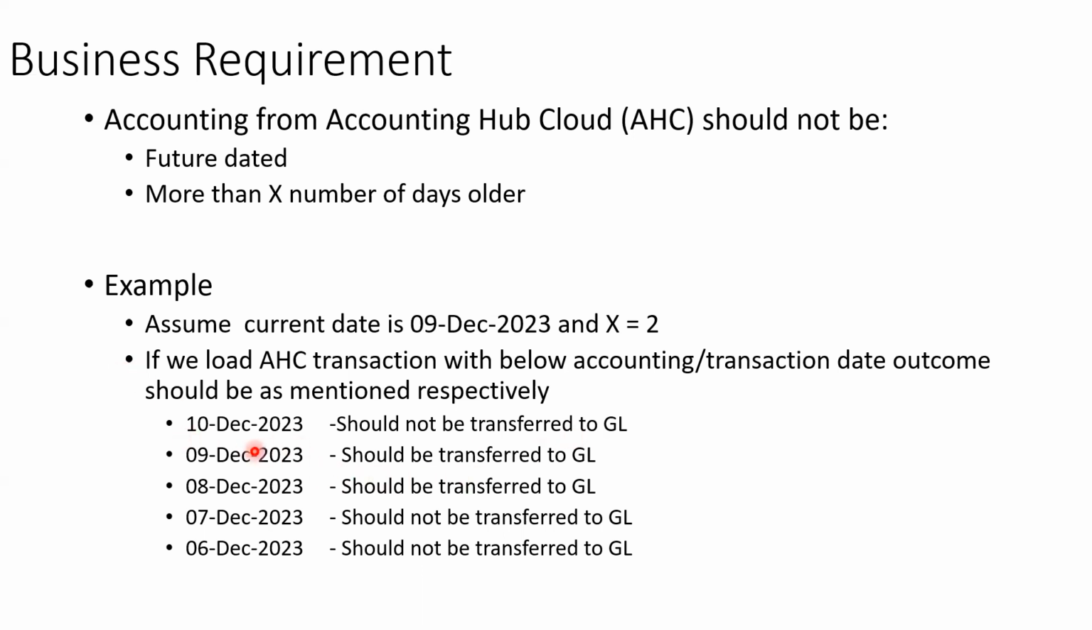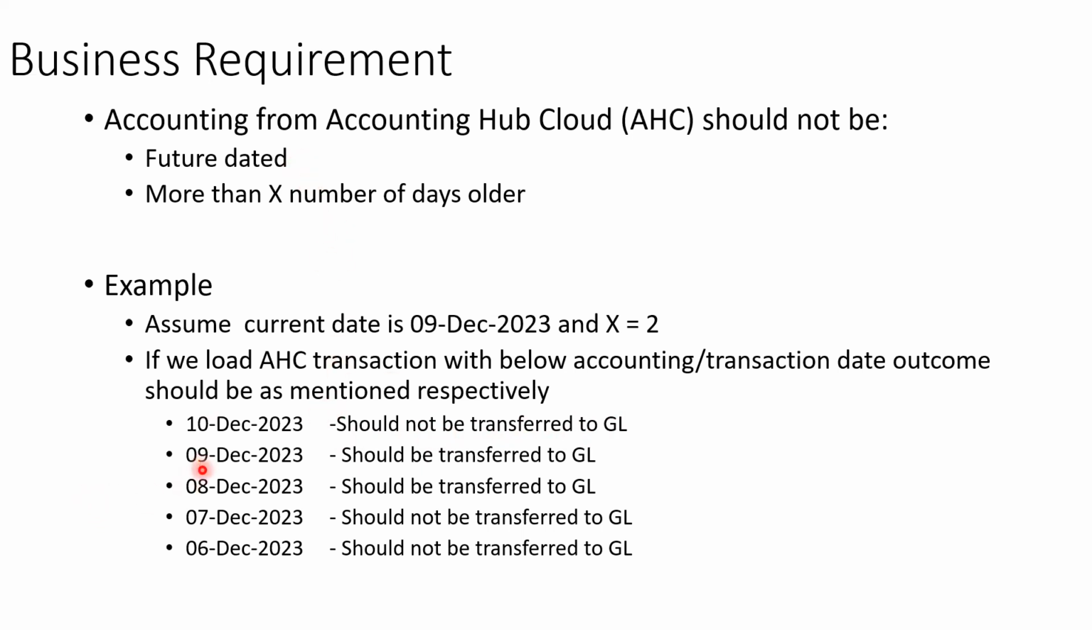Let me explain this. Assume on 9th of December we are running create accounting for a transaction where the transaction date or the accounting date is 10th December. Then the accounting of this transaction should not be transferred to GL. Why? Because it's future dated.